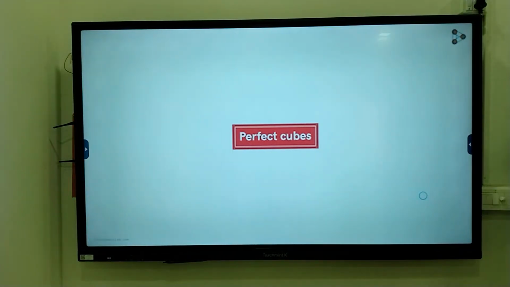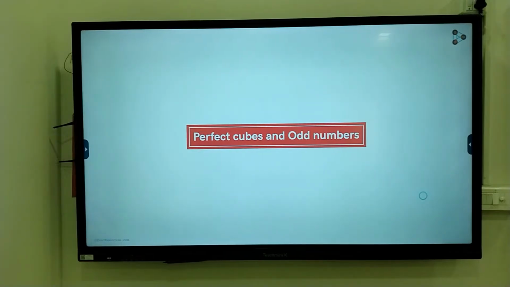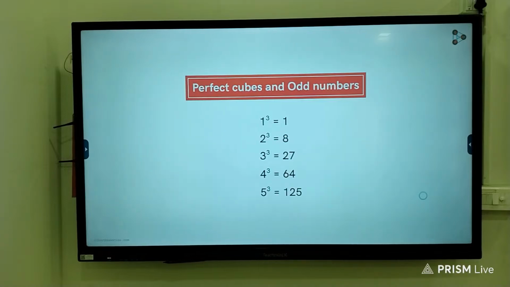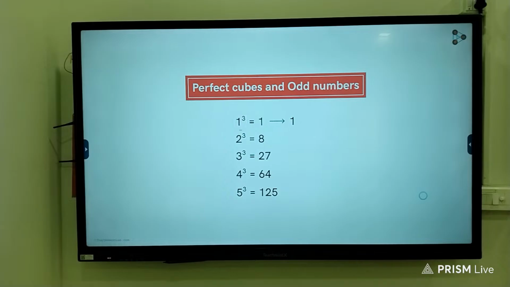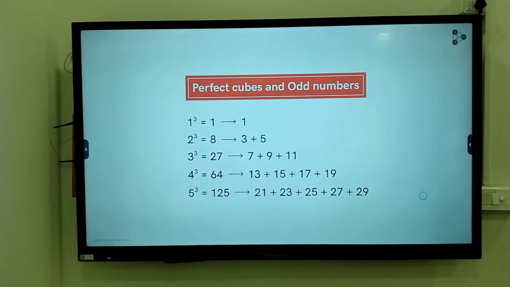In the previous video, we have seen what perfect cubes are. Now let's see if there's any relationship between perfect cubes and odd numbers. Here we have the cubes of numbers from 1 to 5. 1 cube is 1 itself. 2 cube is 8. We can express this 8 as the sum of odd numbers 3 and 5. 3 cube is 27 and can also be represented as the sum of odd numbers 7, 9 and 11. Similarly, we can represent the remaining cubes as the sum of odd numbers.